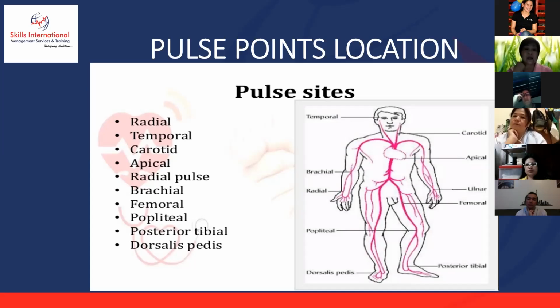So whenever a patient is going to die, the doctor takes the pulse on the carotid, because this is the most critical, the most crucial. Going down, we have the apical.